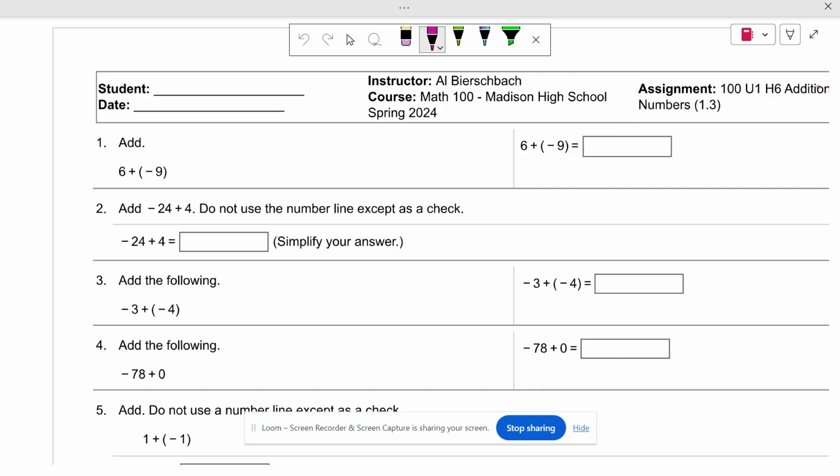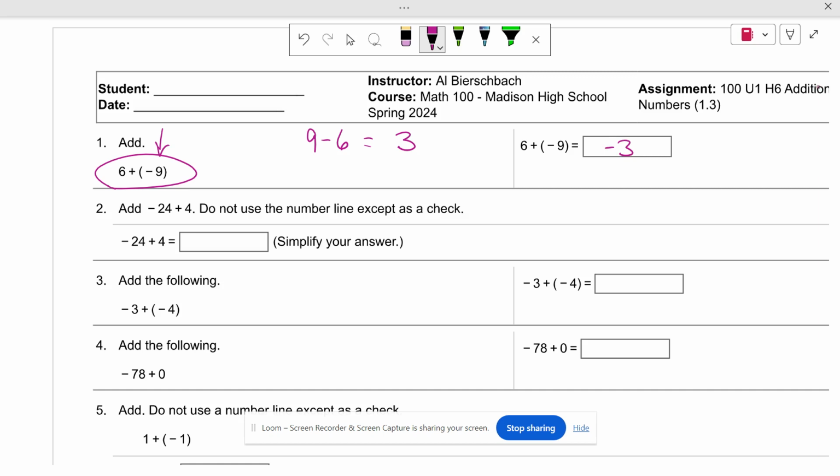Okay? When we have opposite signs, we subtract. We take the absolute values of each. So which one is bigger, 9 or 6? 9. So we take 9 minus 6, and we get 3, right? And then we keep the sign of the higher one. The higher one is negative, so it's negative 3.